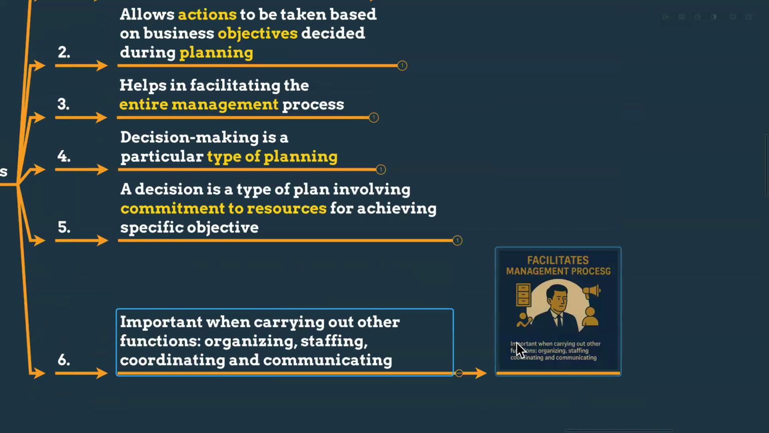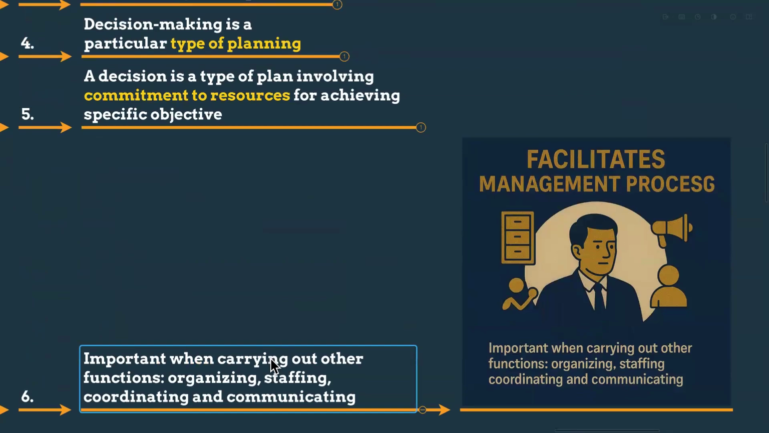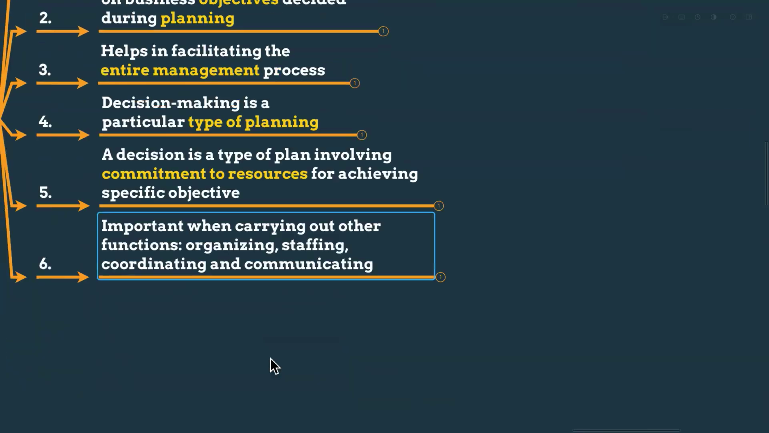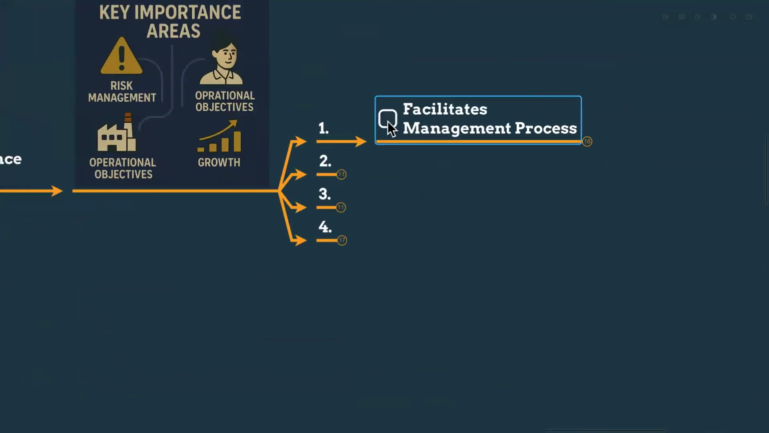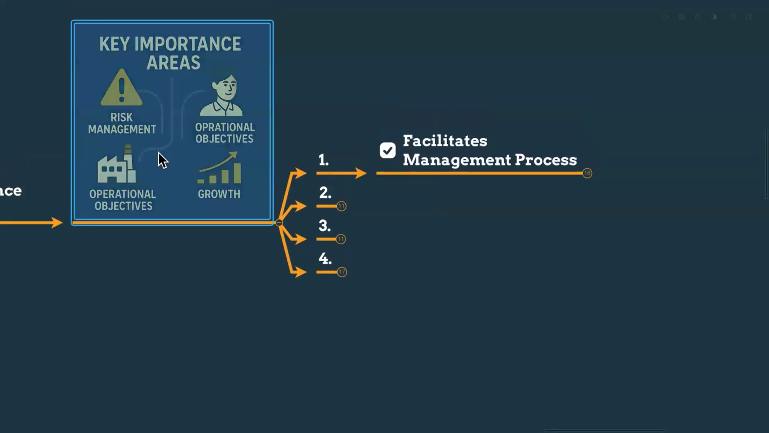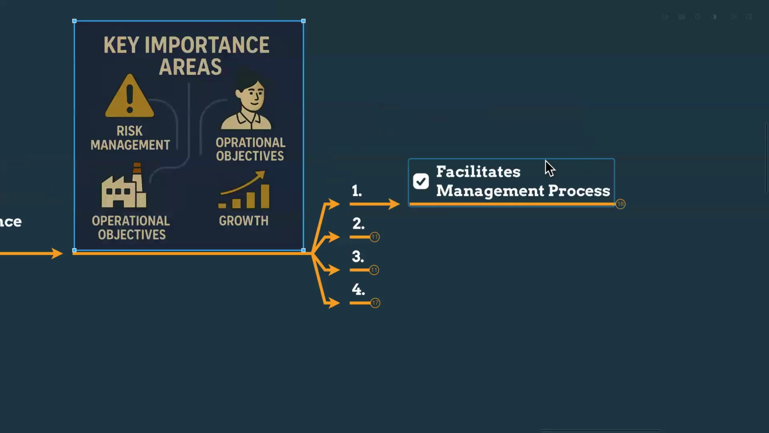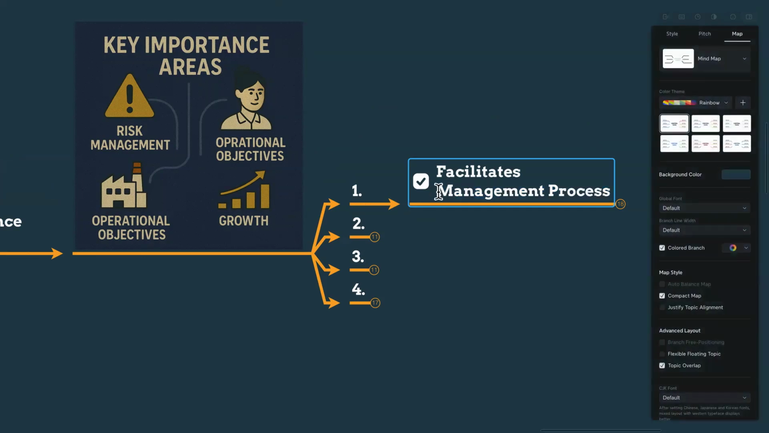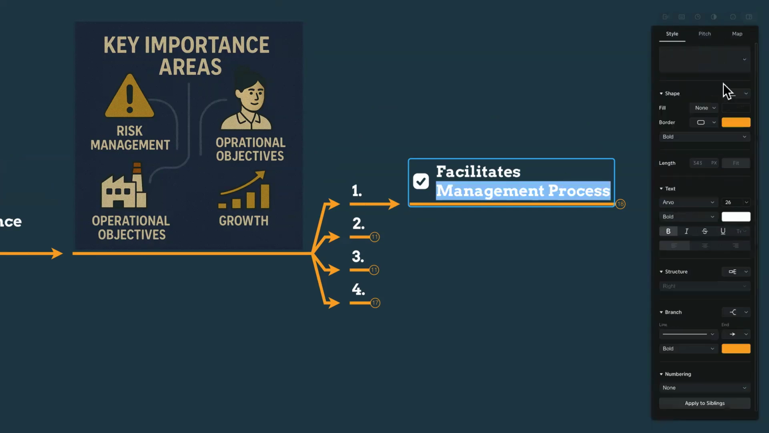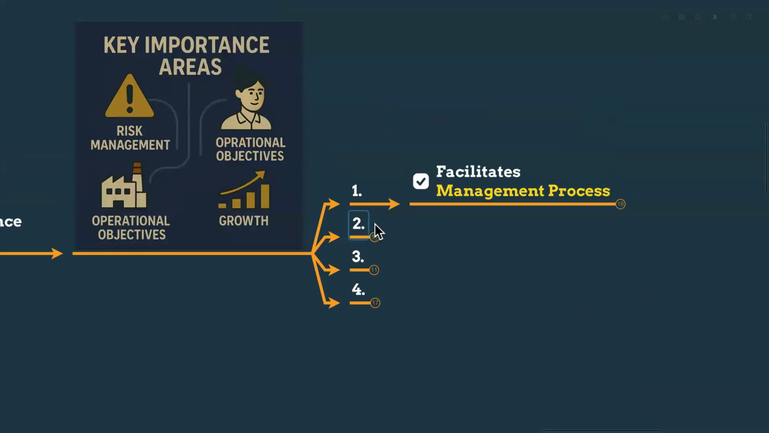And it is important when carrying out other functions like organizing, staffing, coordinating, and communicating, as I mentioned earlier. So this is what, my dears, facilitates the management process, right? So that's the importance of decision making. So it facilitates the entire management process. Entire management process means after planning, it will help to do all the stuff, right? So that's the point. Management process facilitation.